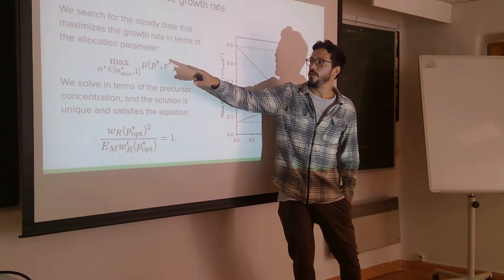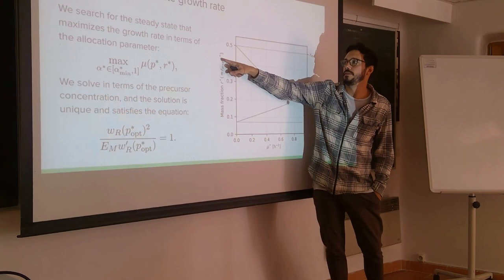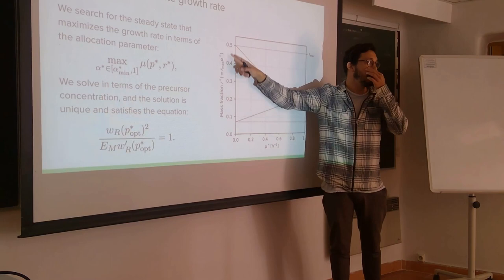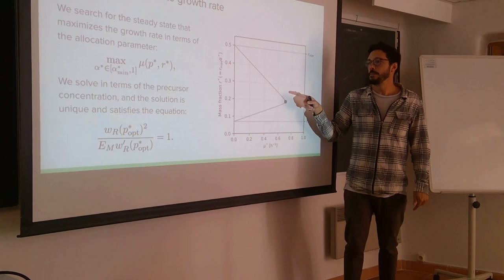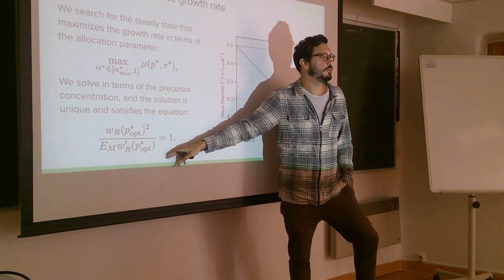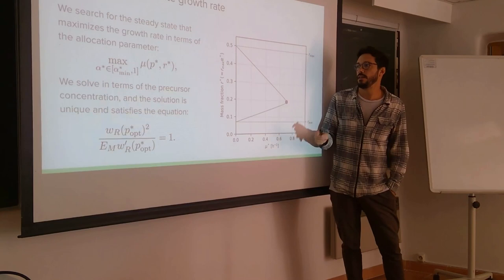So you have a curve like this. So here we'll have a mass fraction R, which depends linearly on alpha star. So again, here you have the allocation parameter, and here you have the final growth rate. And what we want to do is maximize the growth rate. And we see numerically that it's completely feasible. Now there's only one solution. Just to show you, but we can also show that there is a unique analytical solution. Okay, and here I'm writing in terms of P because it's convenient for notation, but there is only one optimal steady state in terms of the allocation.